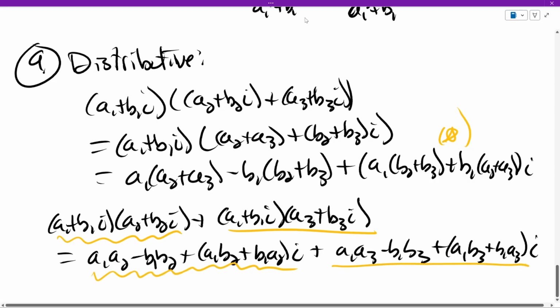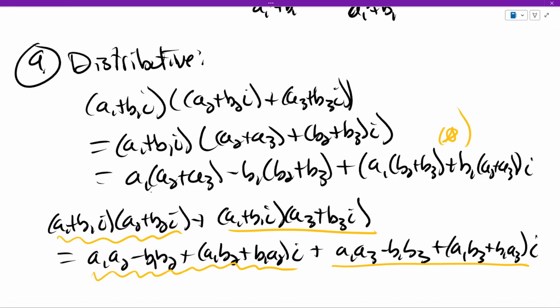All right, let me just go through with a red check mark, and let's cancel them. So we have an a1 a2 here, a1 a2 there. We have a b1 b2 here, b1 b2 there. We have an a1 b2i down here, and here is going to be an a1 b2i. And then we have a b1 a2i, here's going to be our b1 a2i here. Then we have an a1 a3, that's going to be distributed there. We can cancel that. And we have a negative b1 b3, those match up there. And then we have an a1 b3i, that's there. And then lastly, b1 a3. Okay, they all match up.